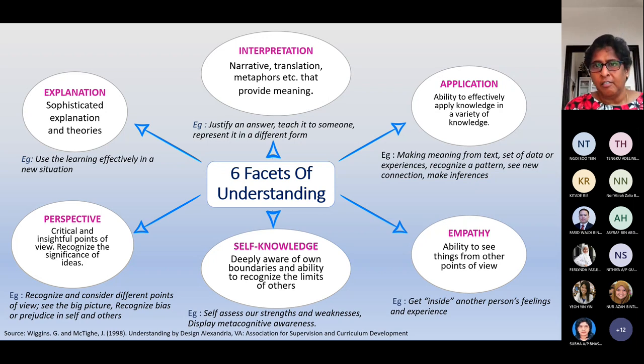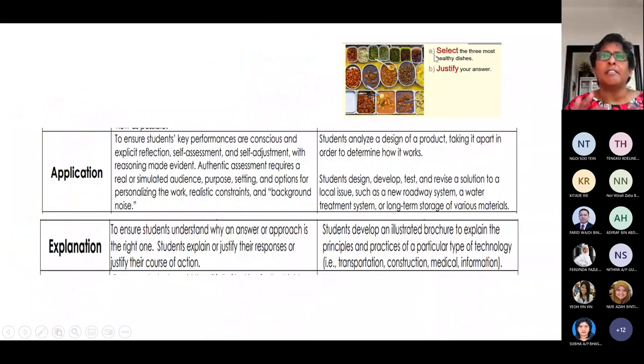So here, explanation becomes higher order, and even application or perspective becomes higher order. So if you look back again, recognizing a pattern, making inferences, application, it becomes important. Actually this question here, when you talk about select, we are looking at this taxonomy, and justification is where we're asking them to give an explanation. So sometimes don't get so caught up with Bloom's taxonomy. Look at the context of the question. What is it that you are asking your students to do?